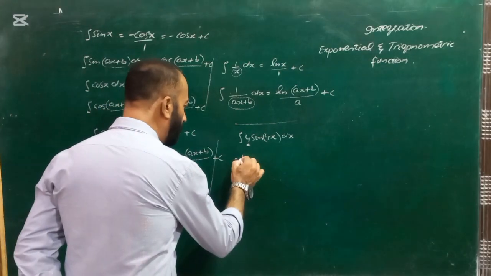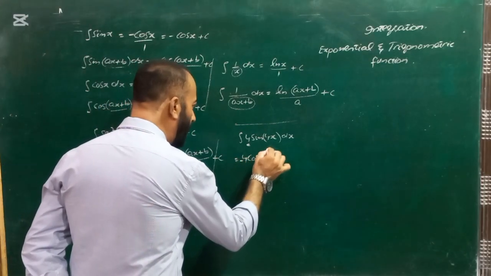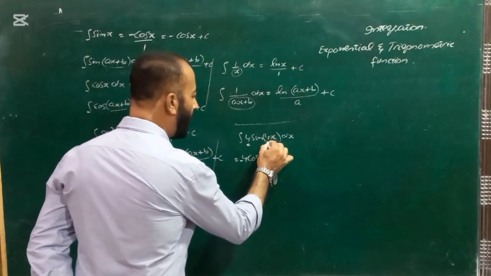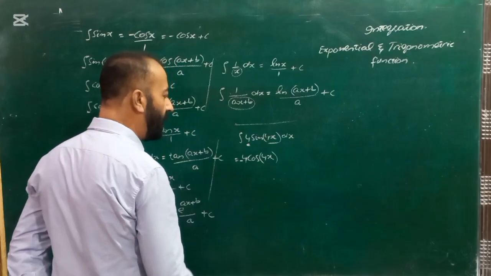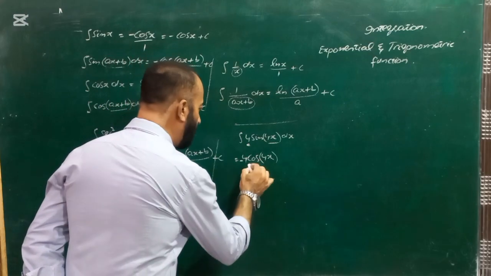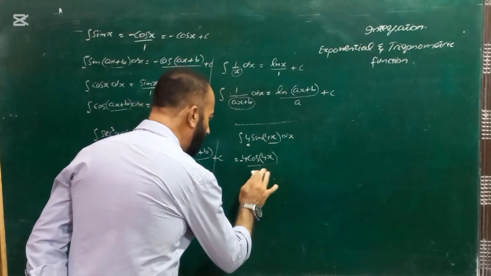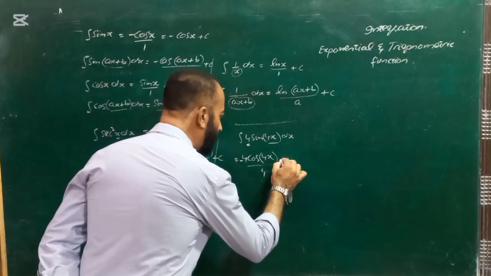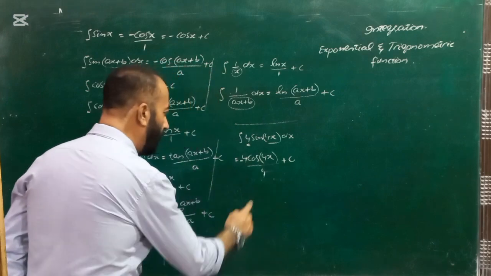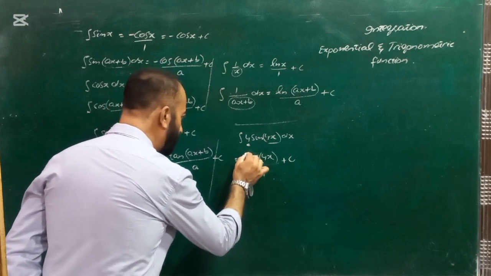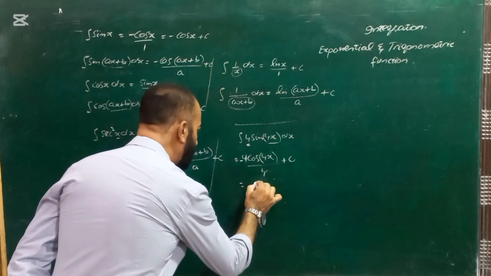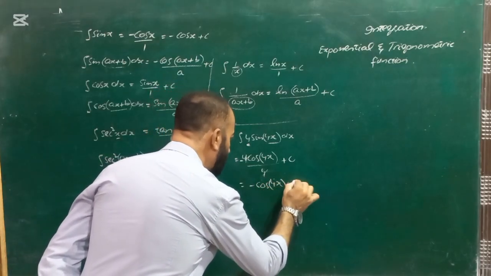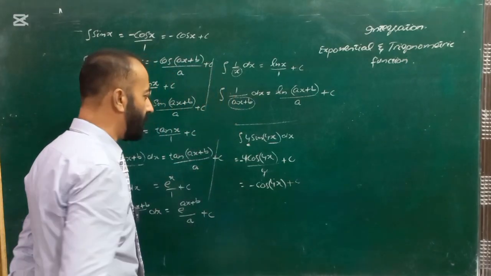So first, minus cos, the angle will be put as it is. And then we will take the differential of the angle, that will be 4, and we will put 4 into the denominator. So here is 4, and plus c will be placed. Now this 4 will be cancelled by this one, and the answer will be minus cos 4x plus c. So this is the answer.